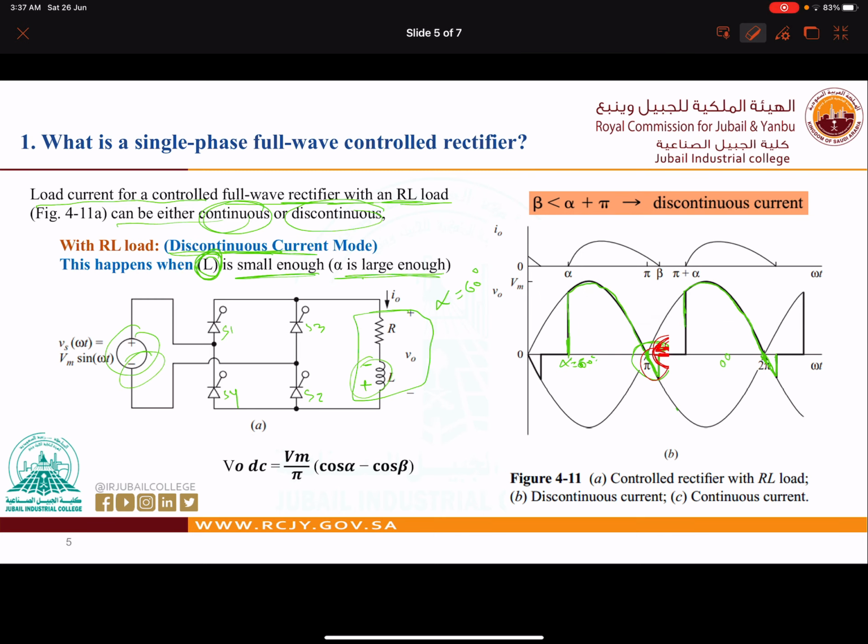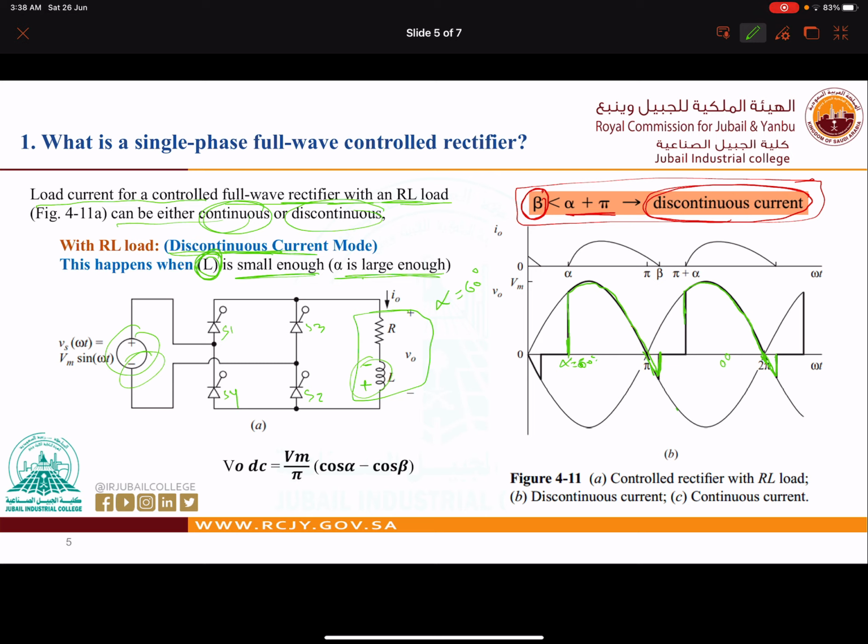Now let me just explain with this. Can you see here? Now he said, when we have a discontinuous current, you can see that beta is less than alpha plus pi. Now what is beta? Now beta is here. Now can you see here? Now this is, let me just use the green color here.